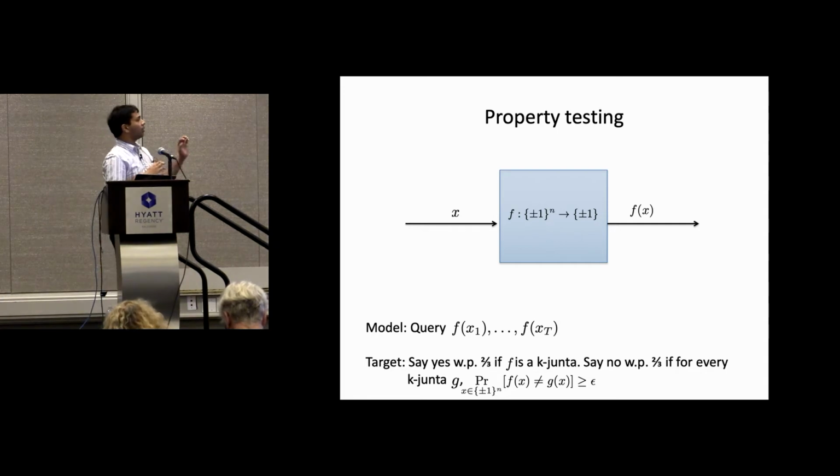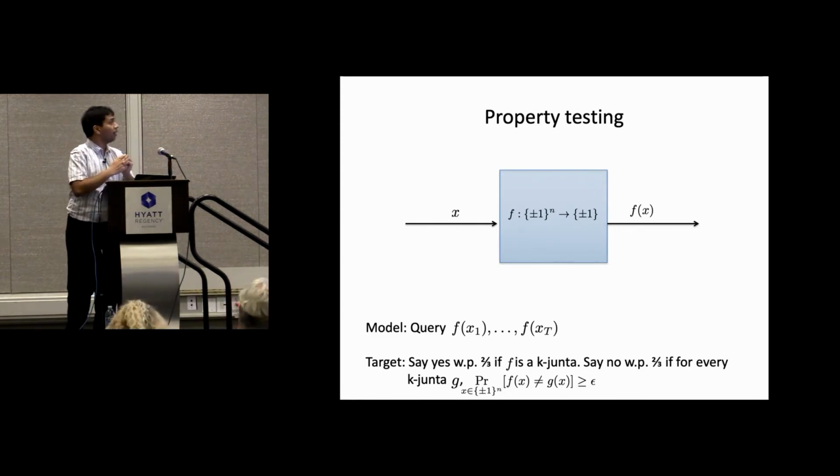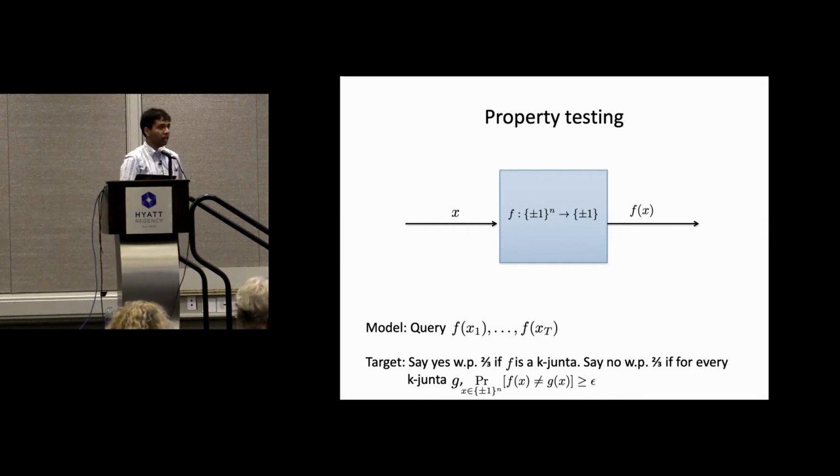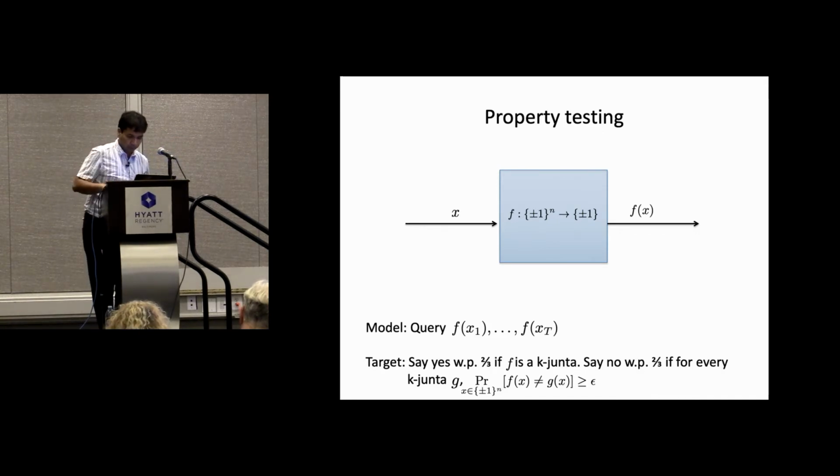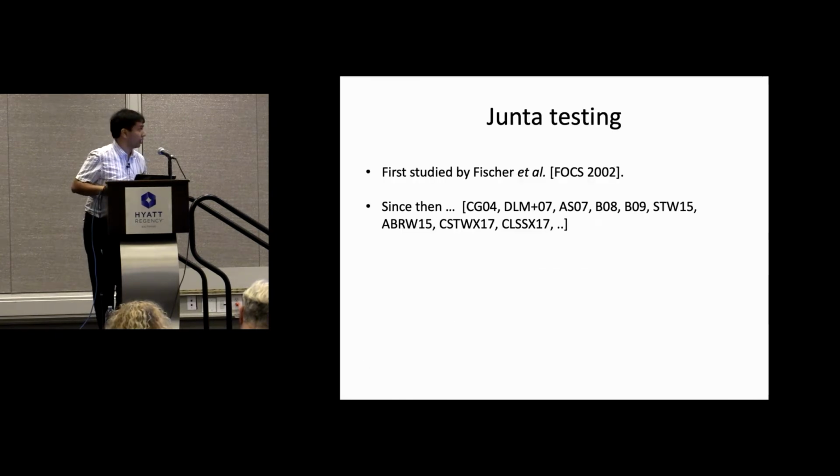The goal is that if the unknown function f is a k-Junta, then the algorithm should output yes with high probability, let's say at least 2/3. And if the function f is epsilon far from every k-Junta g, where the distance between two functions is measured as the fraction of points on the cube where f and g differ, then the algorithm should output no with high probability, let's say 2/3.